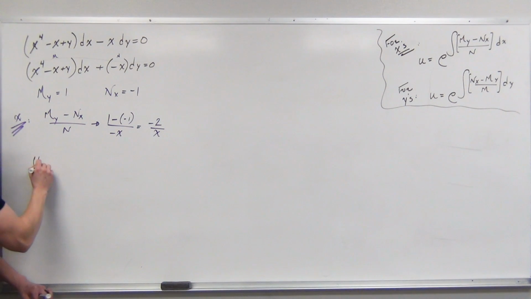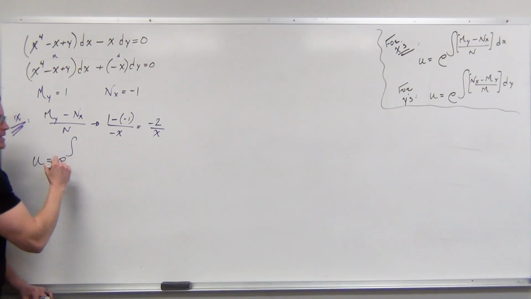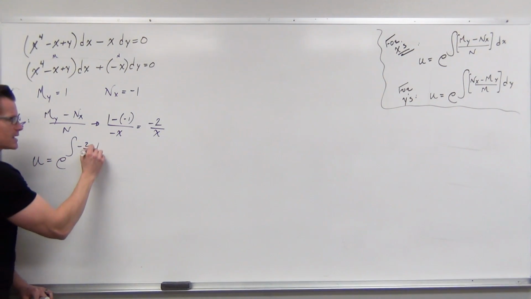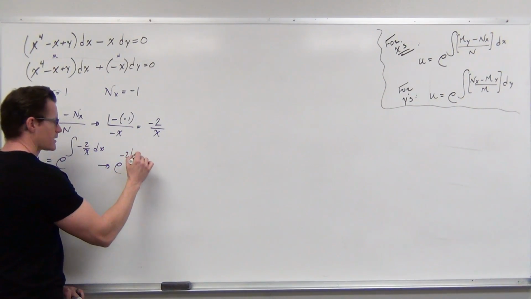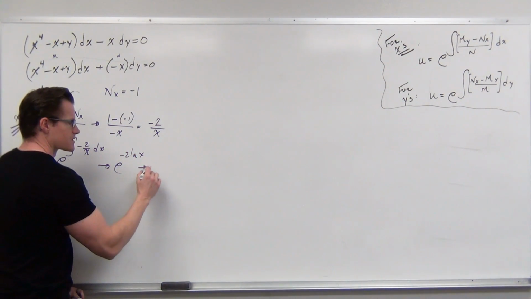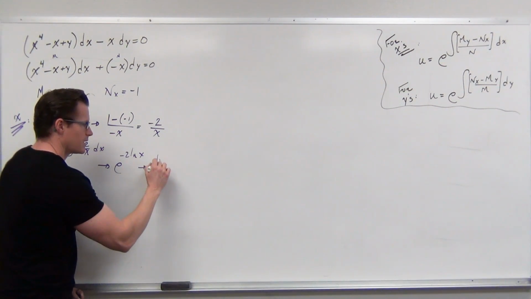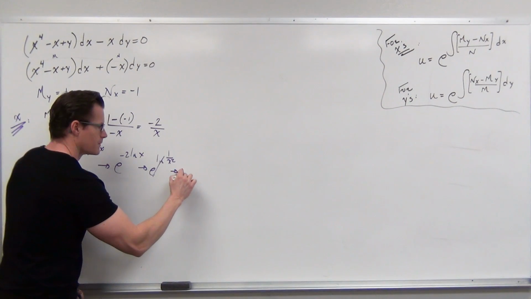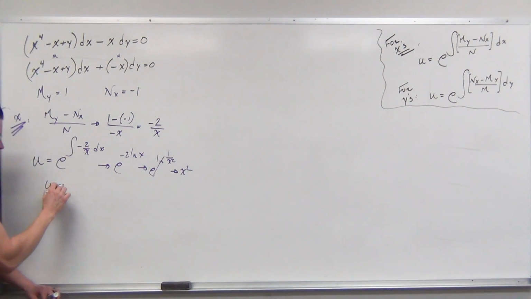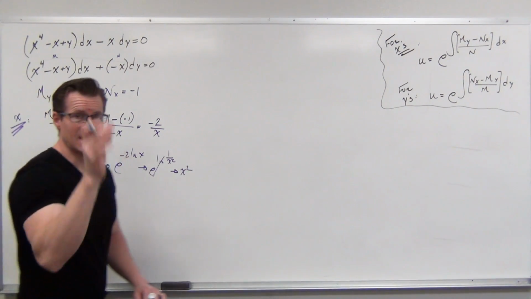So for us, we go, yeah, our u is really nice. It's e to the integral of negative 2 over x dx. That gives us e to the negative 2 ln x. That gives us, and you can probably see this, e to the ln of 1 over x squared, or just 1 over x squared. So our u is just 1 over x squared. Let's see how that flies.